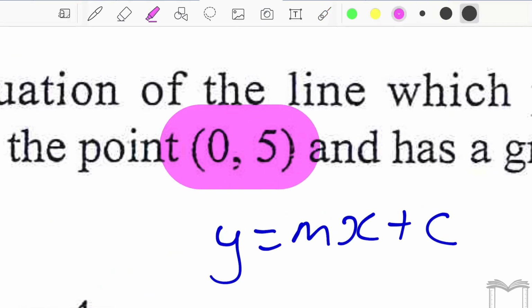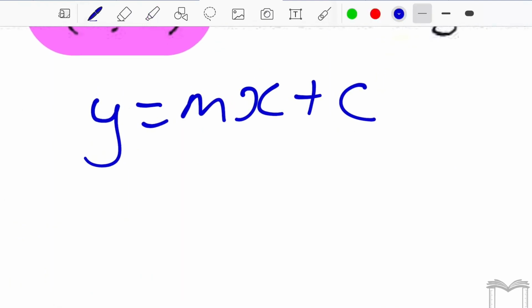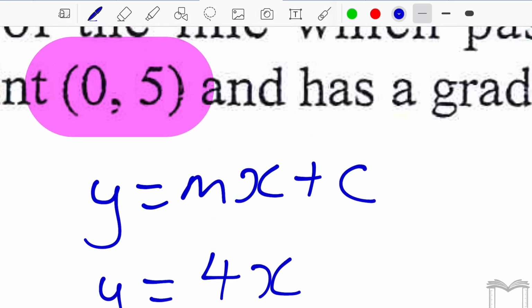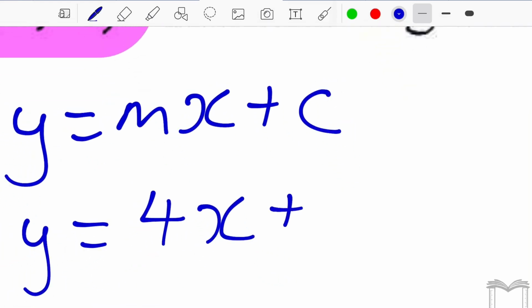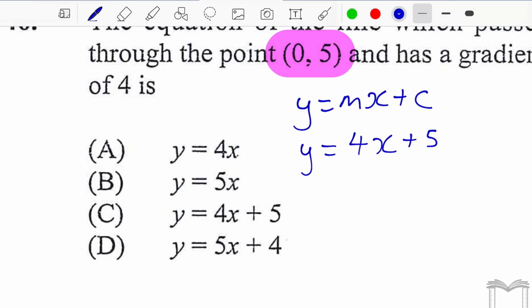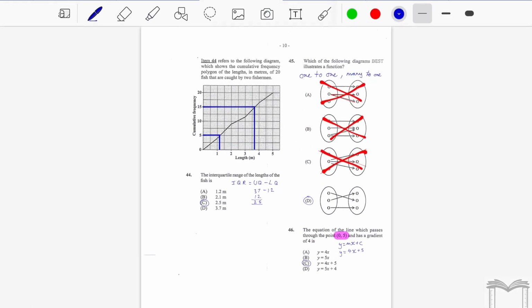So here we can see that we have a point (0, 5), and since the x value is 0, it means that when y is equal to 5, that is the y-intercept. So we have the two values that we need. y is equal to, they told us that the gradient is 4, so that's 4x. And at the point (0, 5), it means that the y-intercept is 5. So that's plus 5. So the answer is C.